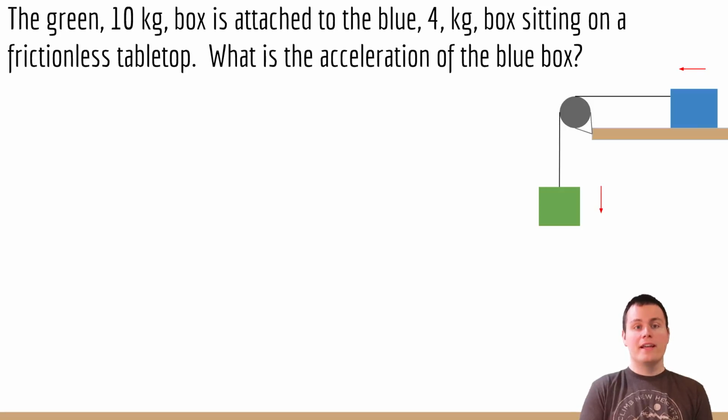Today we're going to be looking at a classic problem where we have two blocks attached by a string, one hanging over the edge of the table and the other one on the table. And if this is a frictionless table, we want to figure out what the acceleration of the blocks is. So go ahead, pause the video, try it by yourself, and when you're ready, I'll show you how I did it.